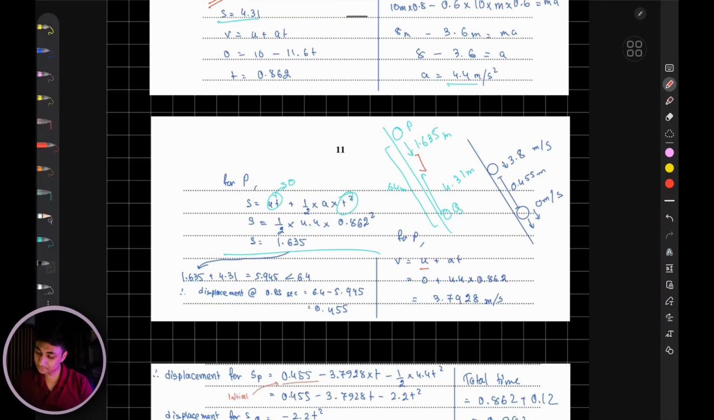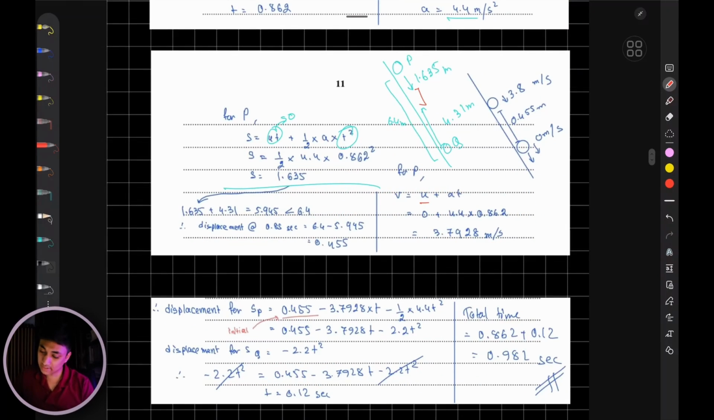Right? Great. So now I know that at this position where the gap in between them is 0.455 meters, the velocity of P is 3.8 meters per second, or to be specific 3.7928 meters per second downwards, and the velocity of Q is 0 meters per second. Now notice, P is going to, with this velocity 3.8 meters per second, continue accelerating downwards, right?